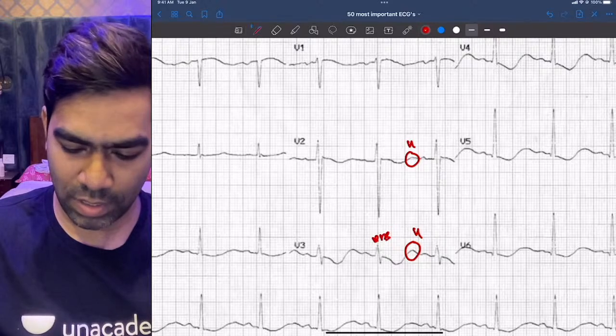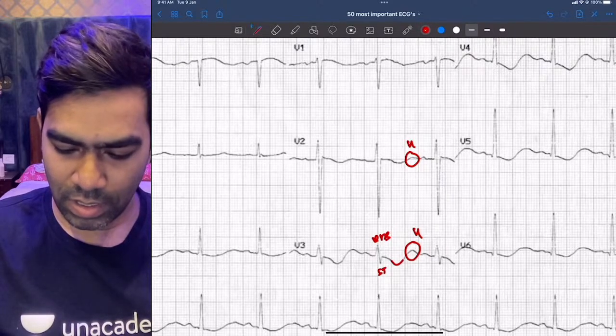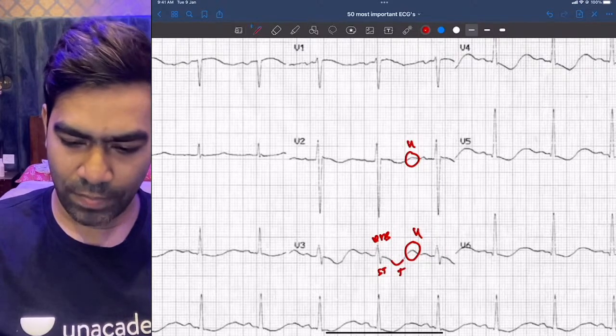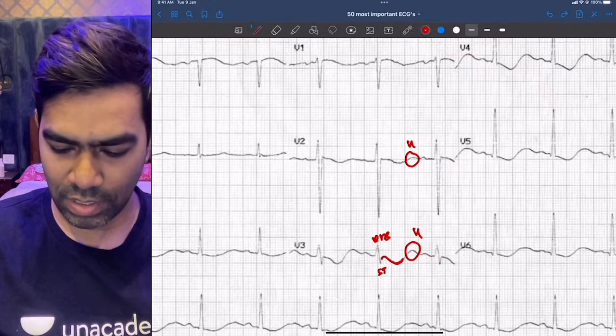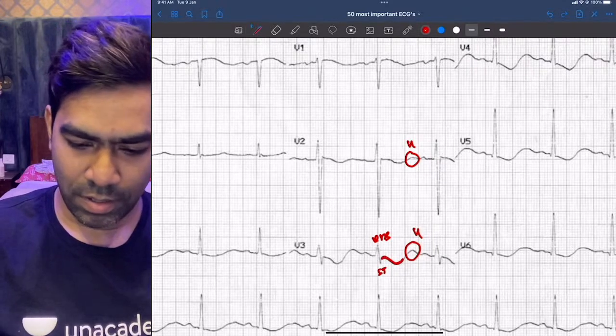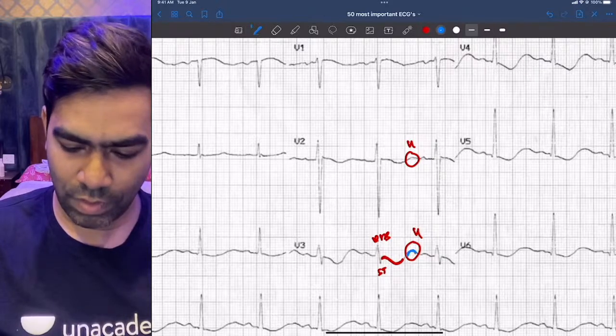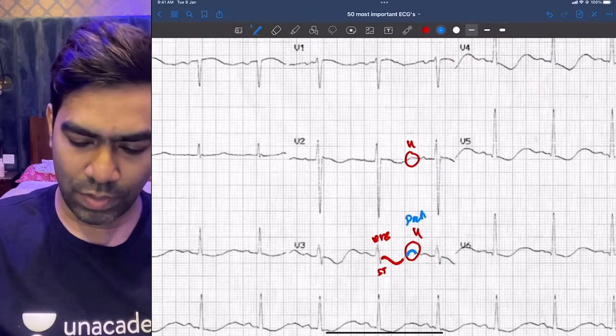These are the QRS complexes. This is the ST segment. This is the T wave. I think generally T will become flat here. So this is the ST segment and T wave. Okay, what is this one? So this is the U wave. So these are pathological U waves.